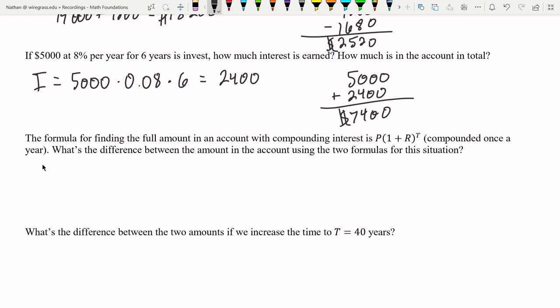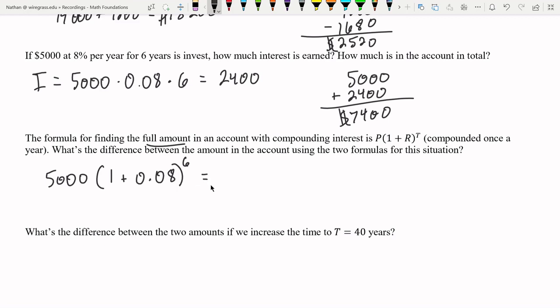So what's the difference in the amounts in the accounts between these two formulas for this situation here? Well, now we're going to have our principal. This is going to be our interest. So this formula actually finds the full amount in the account. So the full amount is going to be the principal times 1 plus the interest rate to the power of 6.